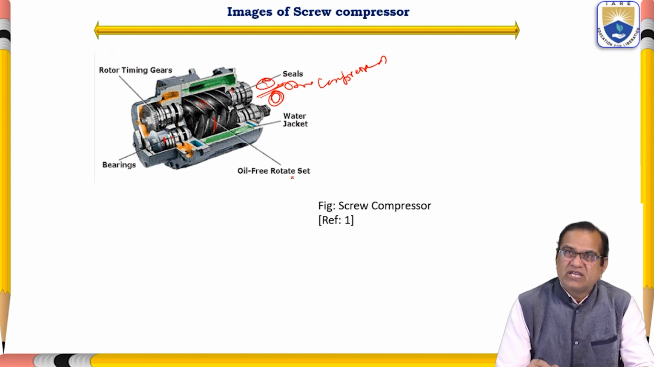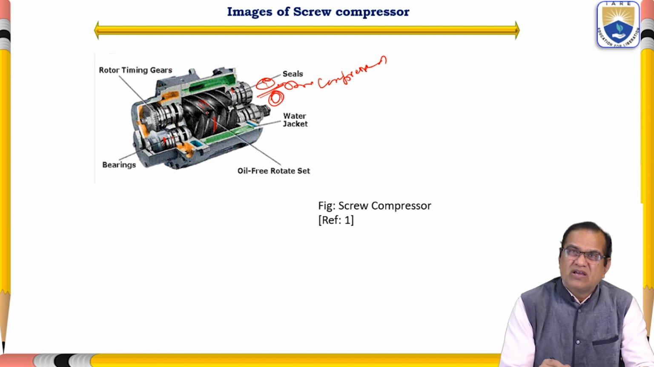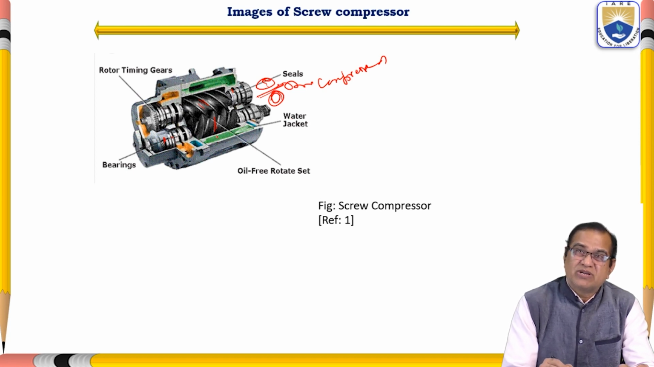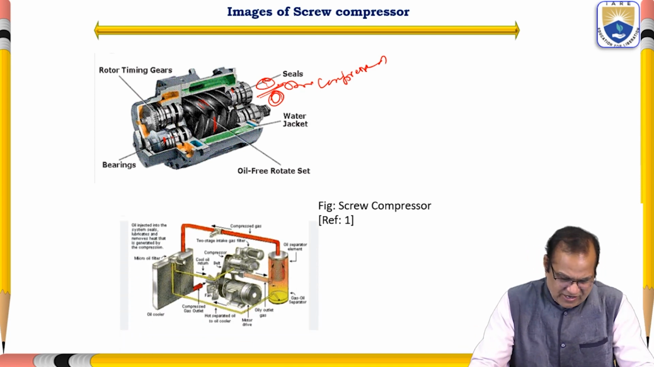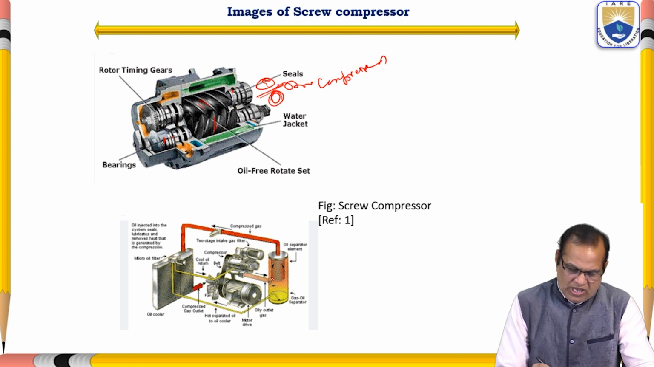Here is an oil-free rotor set. So here there is no oil, only free air, and it is operated. Here we have the water jacket for cooling, so your whole system has to be cooled. This is a full set of a screw compressor.